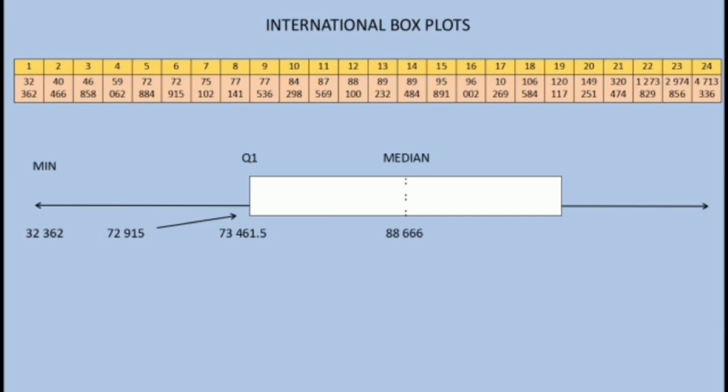Quartile 3 is 116778.65, and the max value is 4713336.